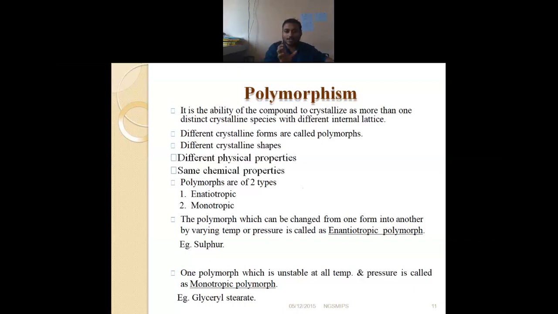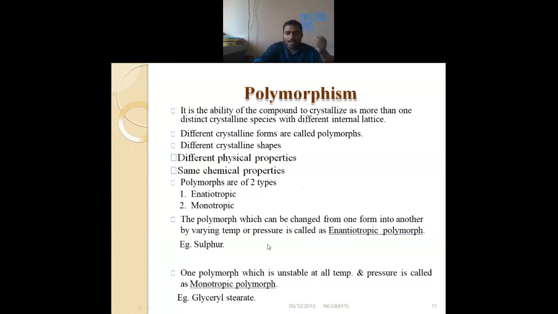In polymorphism, their structures are different, but their properties are the same. But in apomorphs, their structures are the same, but their properties are different. Okay. So polymorphism is of two types: anisotropic and monotropic. These are the two types of polymorphs.